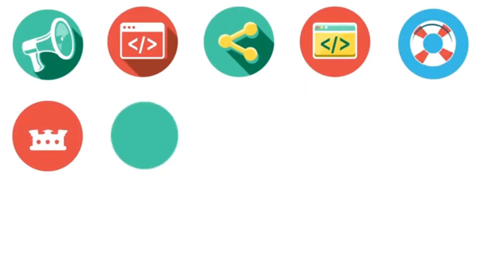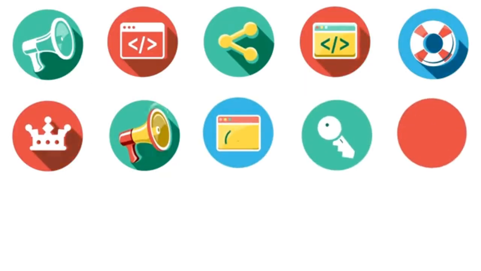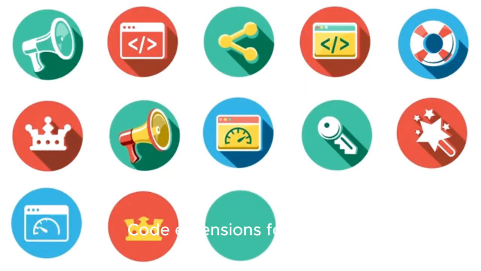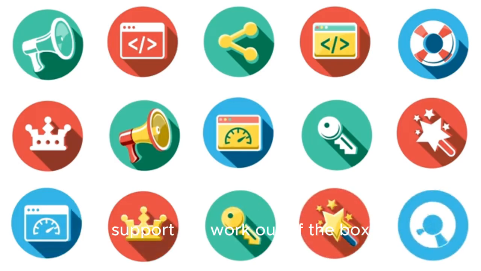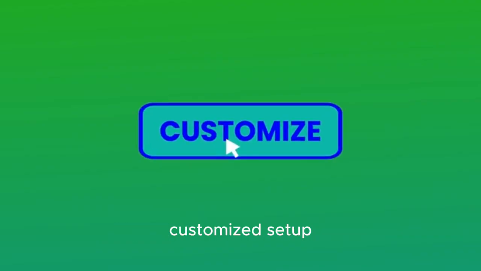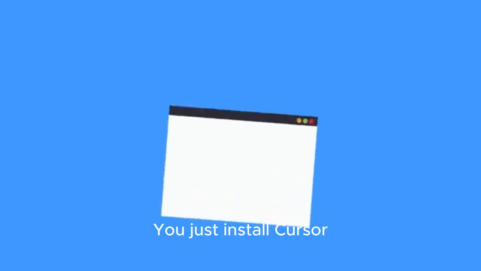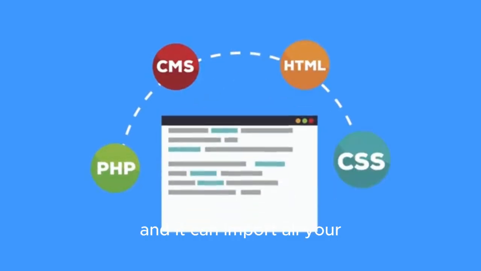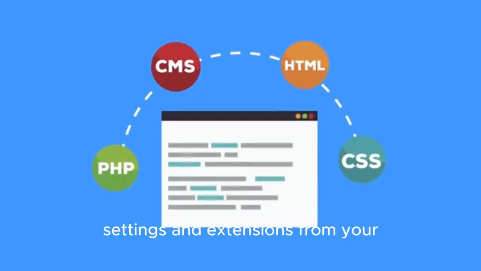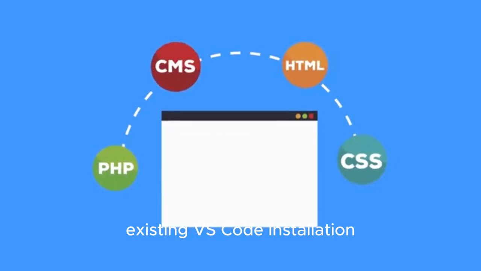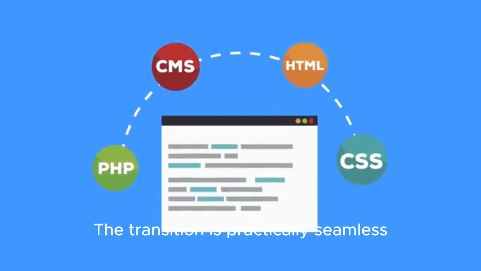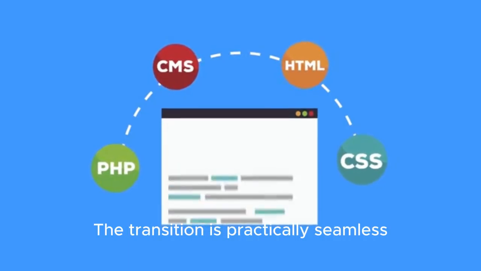Another great thing about Cursor being a VS Code fork is the extension ecosystem. All your favorite VS Code extensions for themes, linters, and language support will work out of the box. You don't have to give up your customized setup to get the benefits of AI. You just install Cursor, and it can import all your settings and extensions from your existing VS Code installation. The transition is practically seamless.